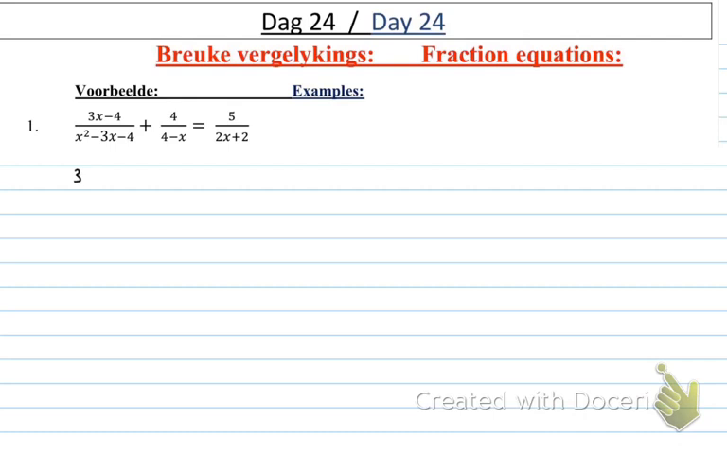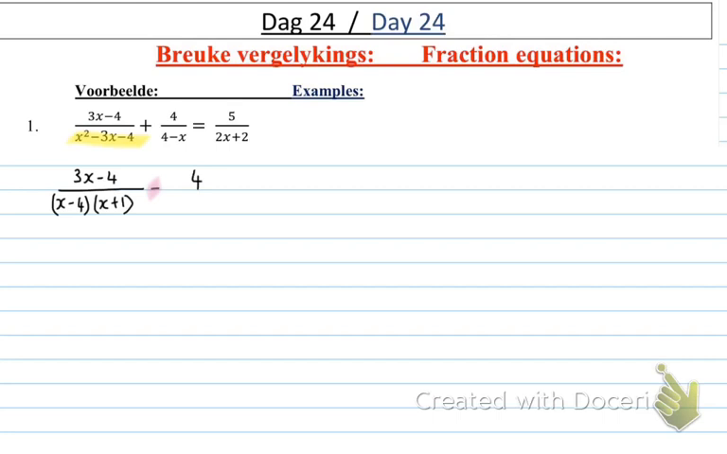First I have an equation and we have to solve for x, and we have x's in the denominators. So what we have to do then is factorize the denominators. Okay, so let's start. First, I'm just going to write the numerator and I'm going to factorize this denominator. So what I'm going to do is factorize it as x minus 4, x plus 1.